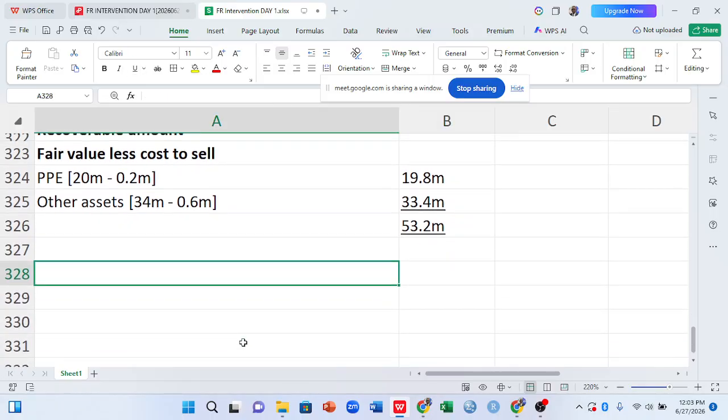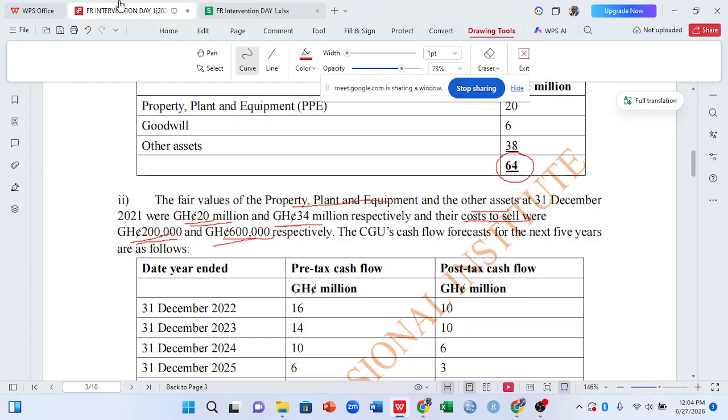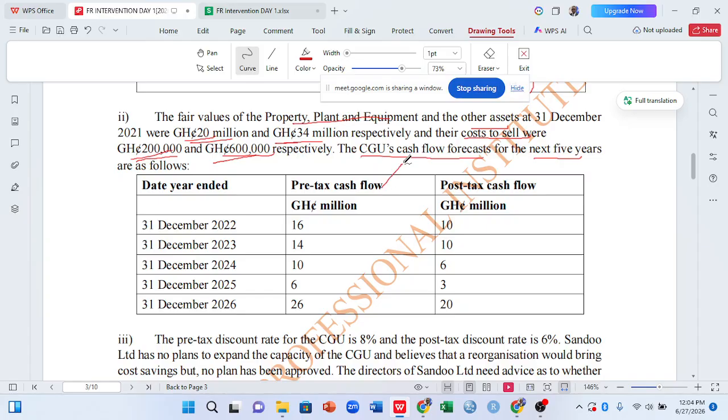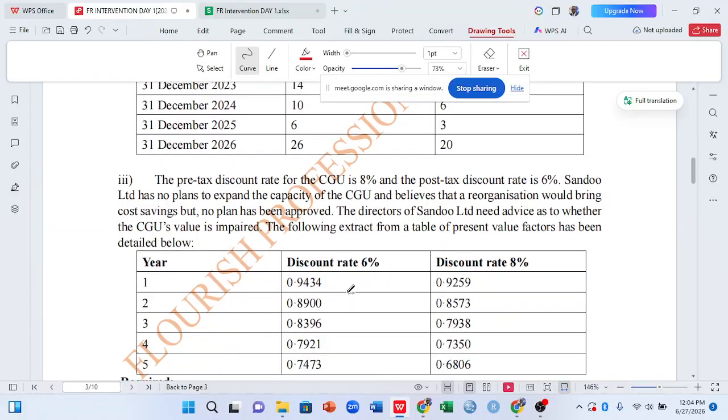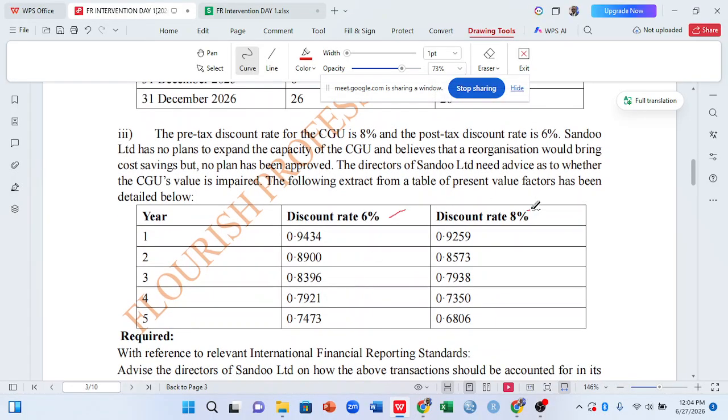We need to get a value in use over here. So value in use, remember that one you calculate for your present values. So let's see what we're given. We're given a cash flow estimate for the next 5 years. But here you have been given two estimates: pre-tax cash flow and post-tax cash flow. Which one do we use? We use the pre-tax. And then the cost of capital, we have 6% and 8%. Let's see what each represents. We're told that the pre-tax discount rate for the cash flow is 8%, and then the post-tax is 6%.